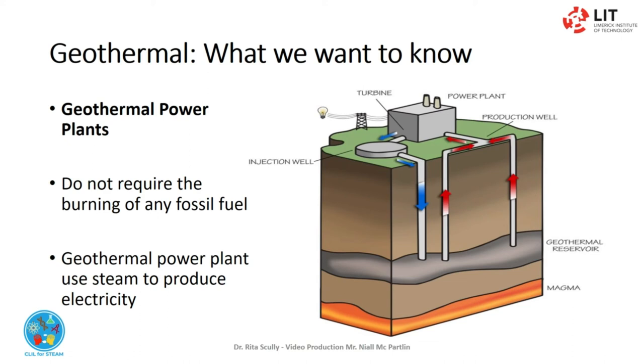This is connected to a generator that produces electricity, and once the steam cools off in the cooling tower, it condenses back to water. The cooled water is then pumped back into the earth so that the process can commence again. Here the red lines show the hot water and steam coming from underground and the cold water being returned back into the system.